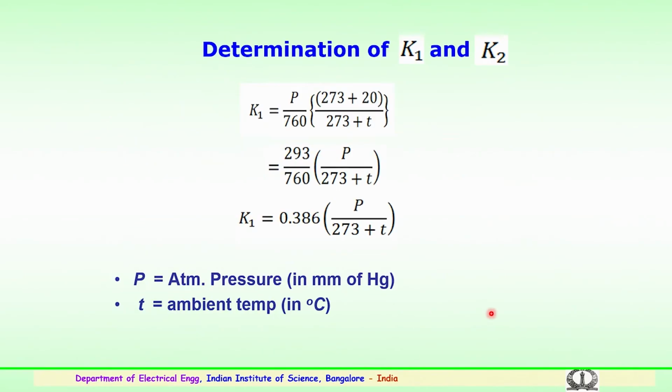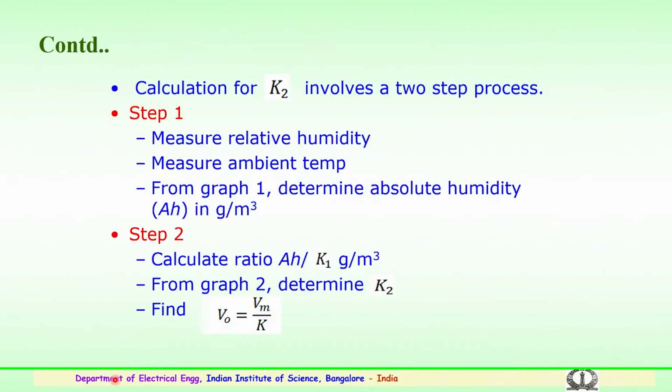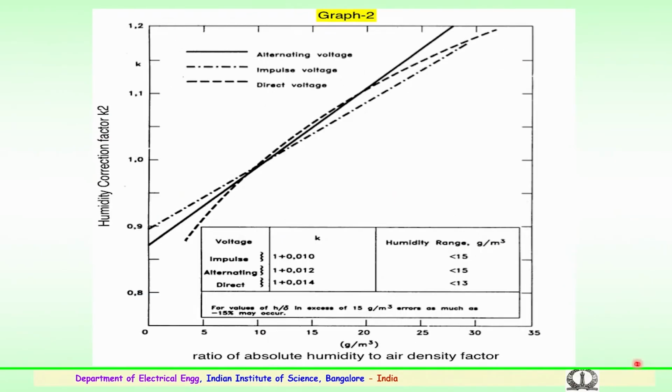So, finally, going back, we have to determine the voltage V0 from Vm: V0 is equal to Vm by K. K being K1 and K2, we have found K1 and K2 now through the graphs, so we can calculate the values. The final voltage, equivalent to the standard conditions, can be obtained from the measured value by the factor K. So, it is very important for the measurements to incorporate the correction factor to the standard temperature and pressure values while using the sphere gap assembly.